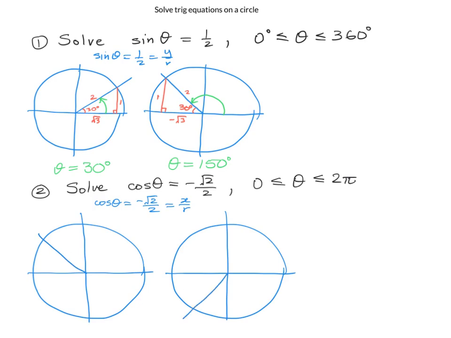Now I'm going to complete those triangles, those reference triangles like this, always to the x-axis, don't forget, and like that. Now we know that x over r is negative root 2 over 2, so let's label the x the negative root 2 and the r the 2. So in this case, negative root 2 for x and 2 for r.